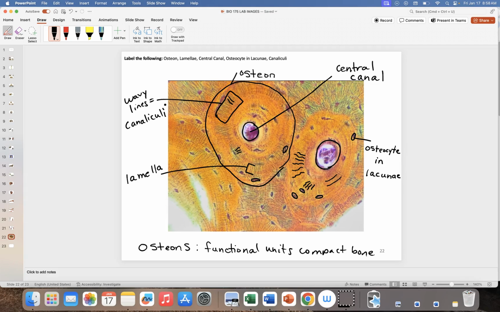There you have it, the histology of osseous tissue.